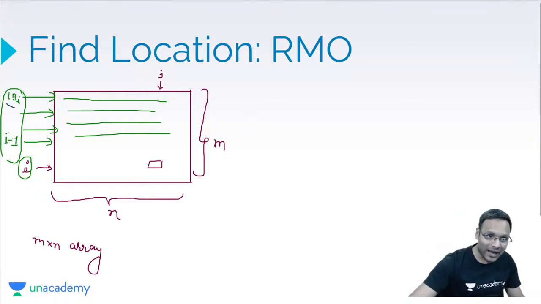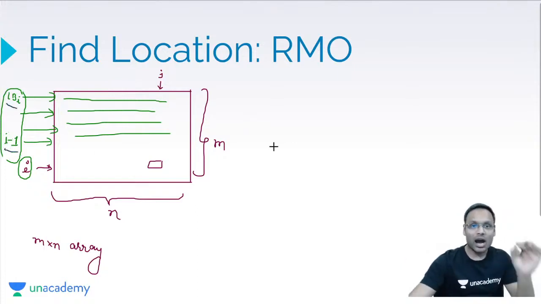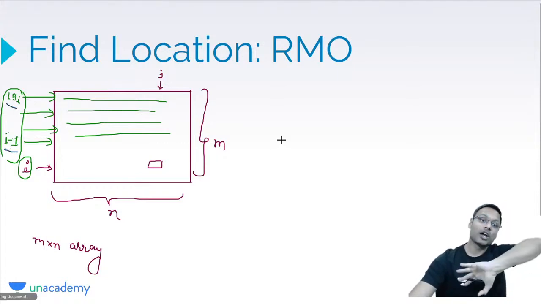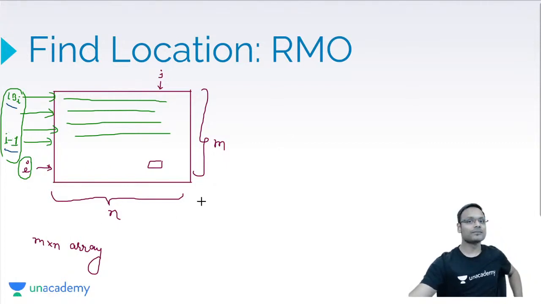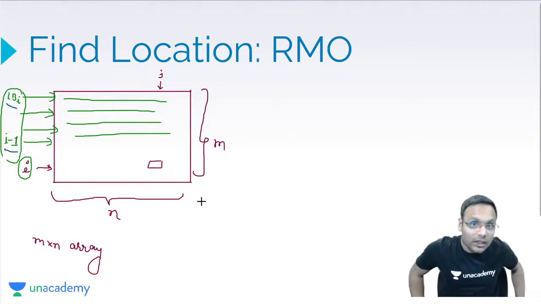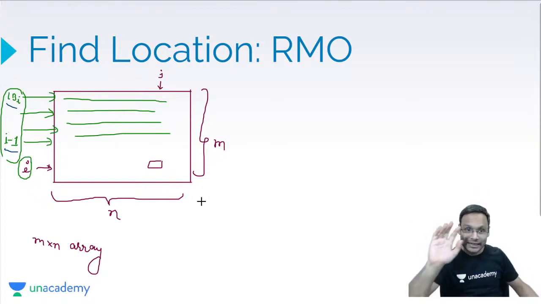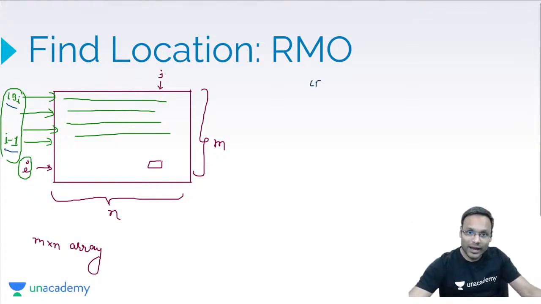Now, how many such rows? From lower bound of i to i minus 1, how many rows are you storing which are completely stored, meaning each row with n elements? How many? कितनी होंगी ऐसी? Let's see. Wait, let's say lower bound of i starts from 0. So 0, 1, 2, 3 up to i minus 1. How many total rows? बताओ. How many total rows? 0 to i minus 1. How many total rows? i.